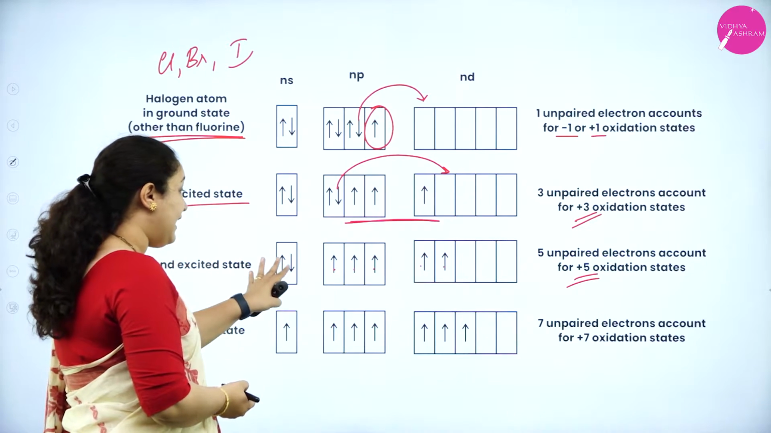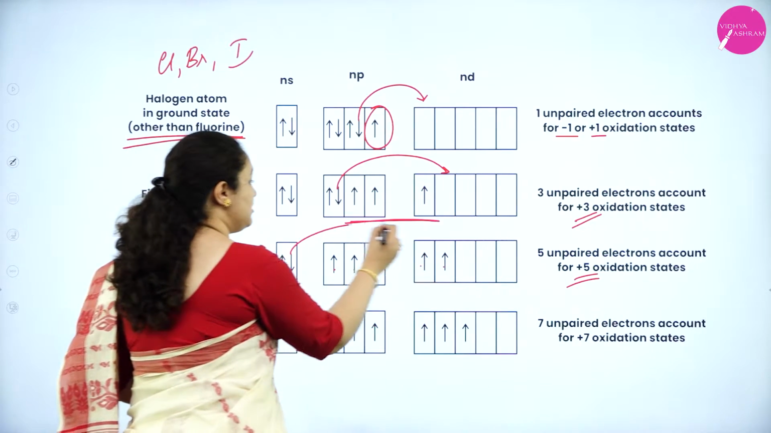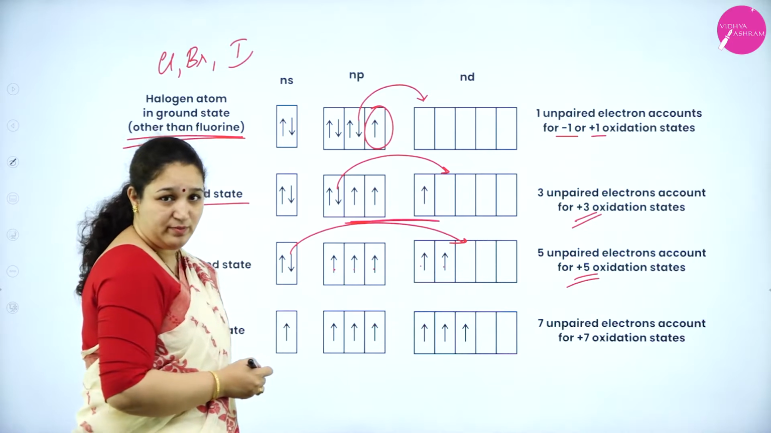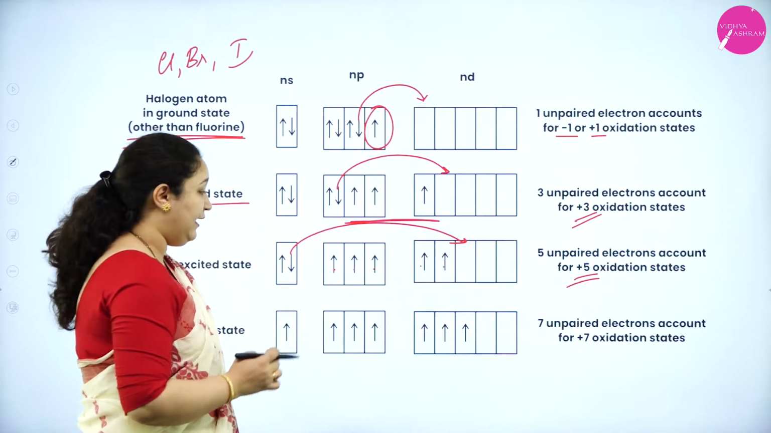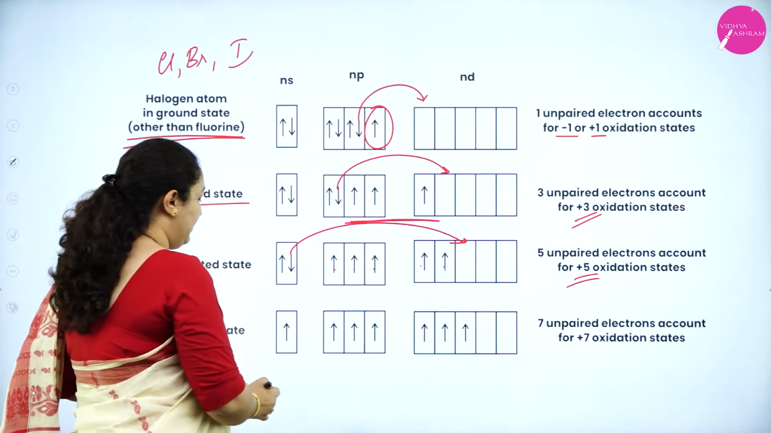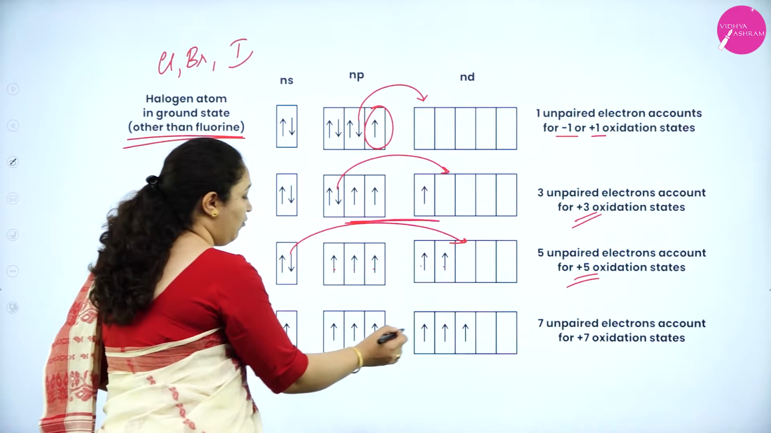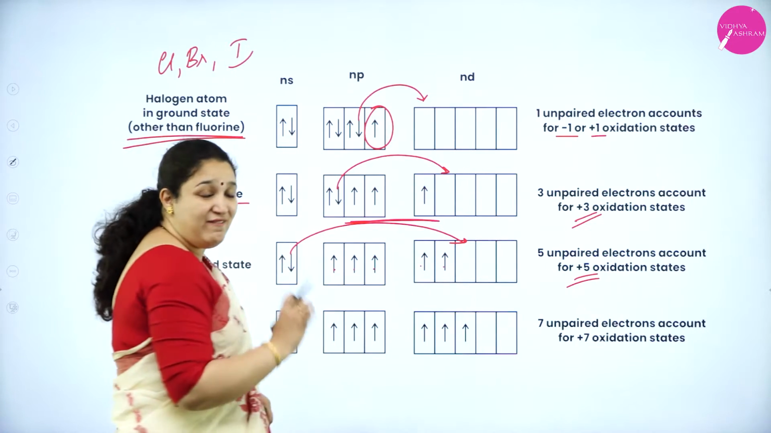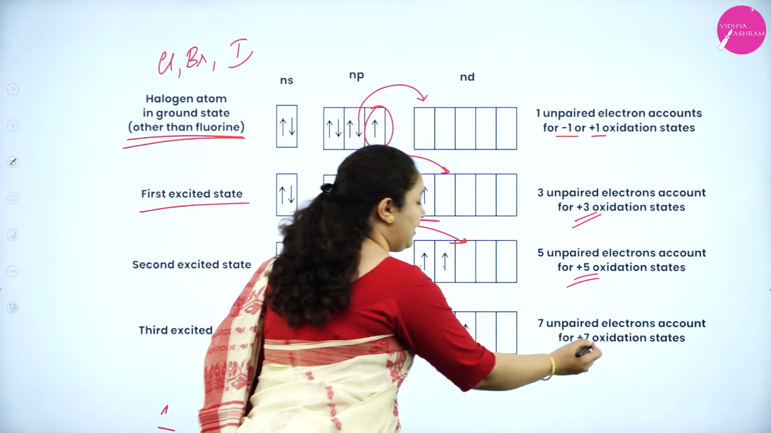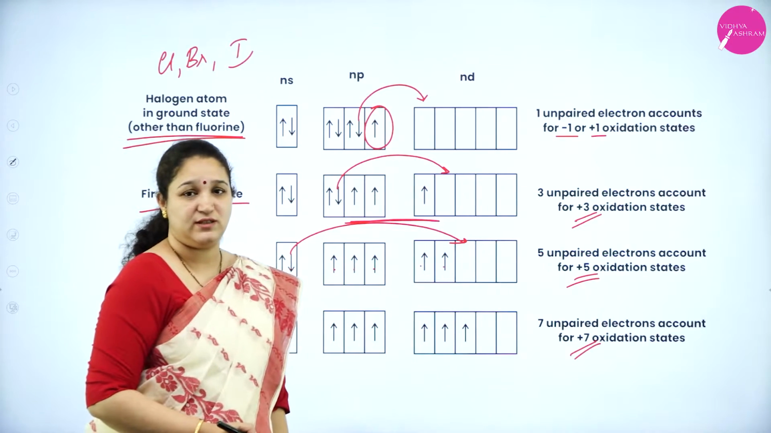Now, from the s orbital also the electrons can jump into the vacant d orbital. If it does so, then how many unpaired electrons will be there? 1, 2, 3, 4, 5, 6, 7. So, 7 unpaired electrons are there. So, it can show +7 oxidation state.